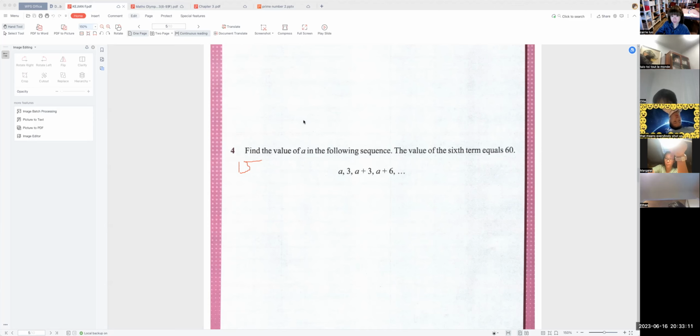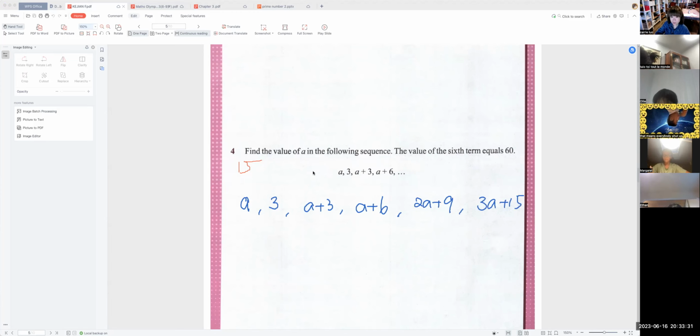OK, there's a little kid. So let's take a look at this one. The first one is A. The second one is 3, and A plus 3, and A plus 6, and the fifth is 2A plus 9. And the sixth is what? 3A plus 15. Correct, everybody?